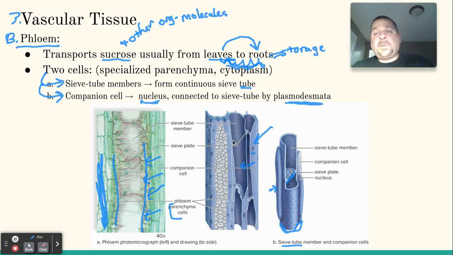Okay, and that's it for the first section of chapter 24. In the next section, we'll begin to look at some of the differences between monocots and dicots.